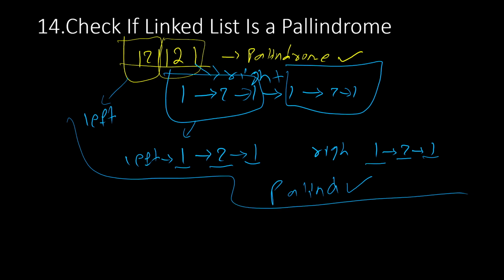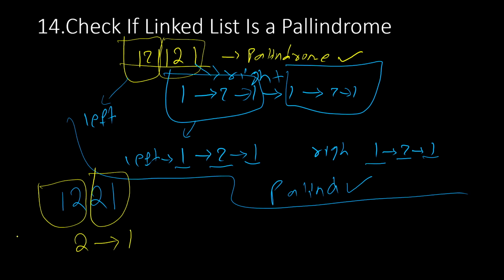Now let's follow this example. We will be taking 1 2 2 1 here. Now what we have to do is we have to reverse it. I told first divide in two parts. We divided. Now reverse the left side part. After reversing, it will be 2 1. Now this will be our new left, and right side leave it as it is. Right side will be 2 1.